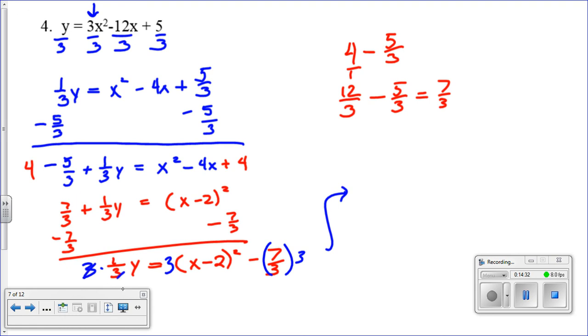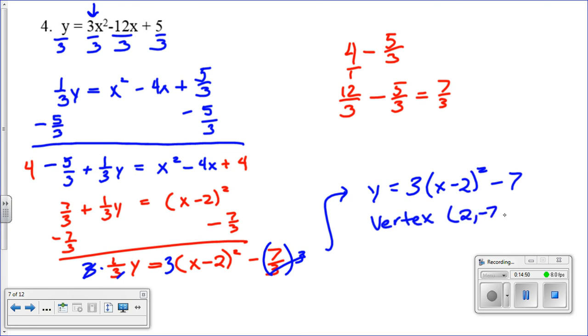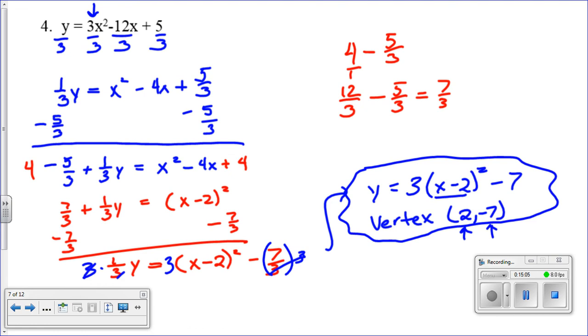That gives me, those cancel, y is equal to 3 times parentheses x minus 2 binomial squared. Those 3s cancel, and I get negative 7, which means your vertex is 2, negative 7, because this actually shifts right 2, which makes this a positive 2 here, and this is going to go down 7, which makes it a negative 7. So we are good. Great. So that's using the process of completing the square.